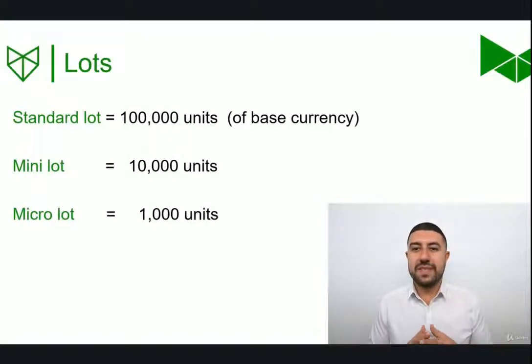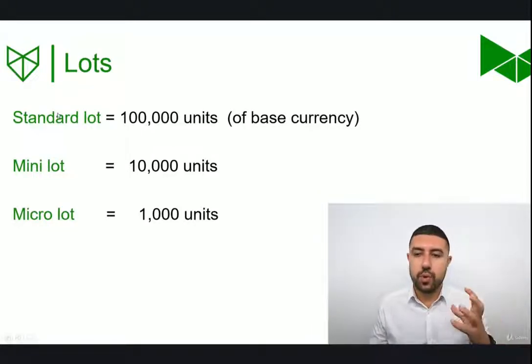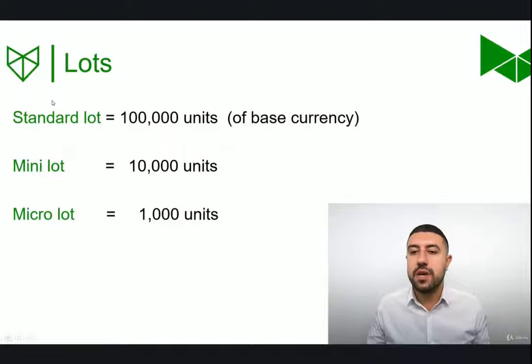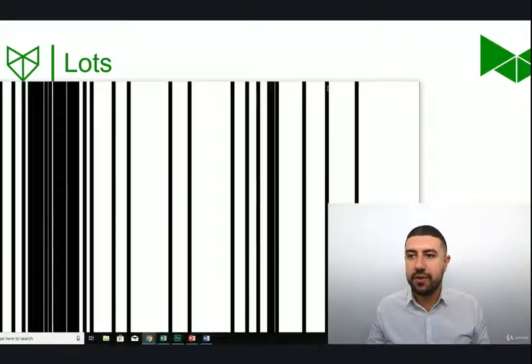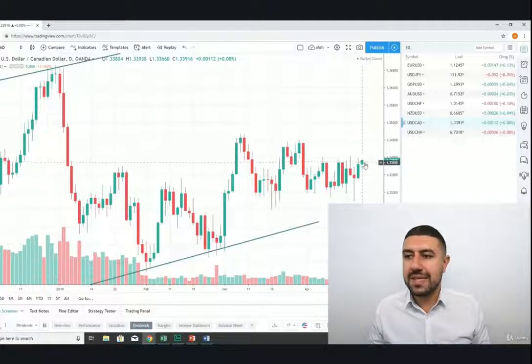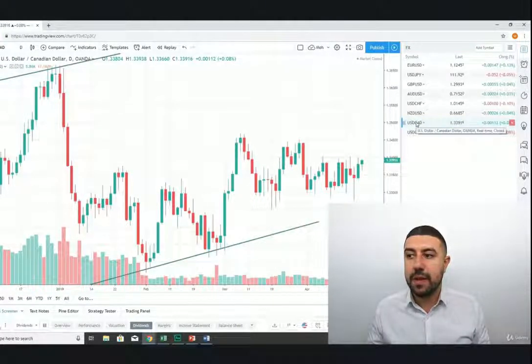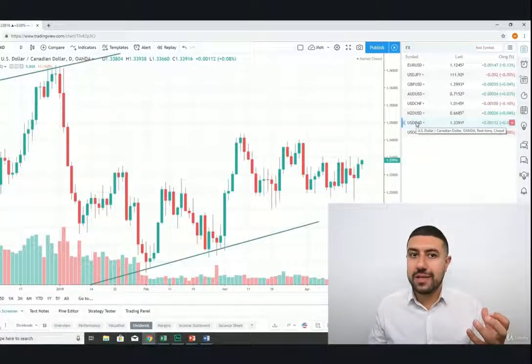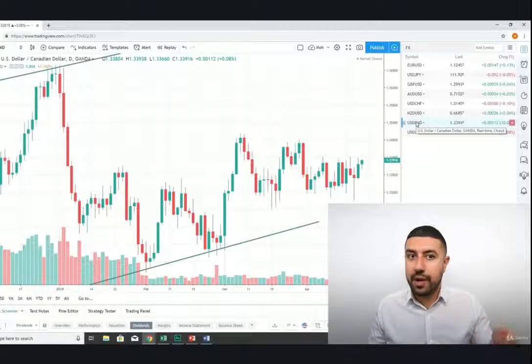The next word to get familiar with is lots. A lot is the standard measure of units when you're trading currencies. Whenever we're talking about a lot, we're talking about the standard lot. When you're buying one lot, you're buying 100,000 units of the base currency. So if I'm looking at USD CAD, what this means is I want to buy $100,000 of this currency, and I pay 100,000 US dollars. Okay, I'm putting in 100,000 US dollars.